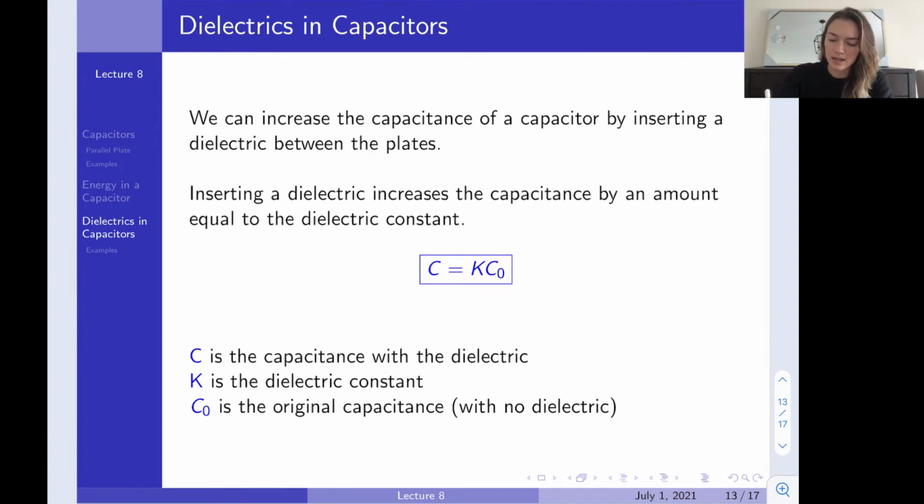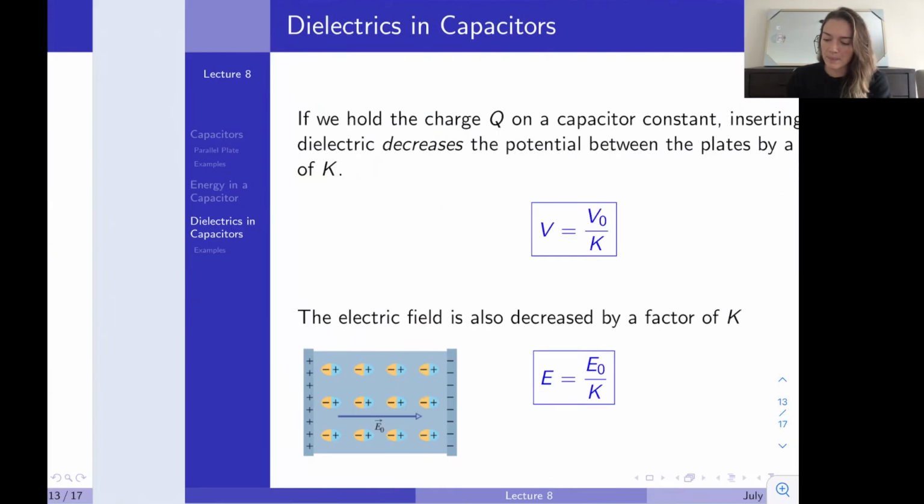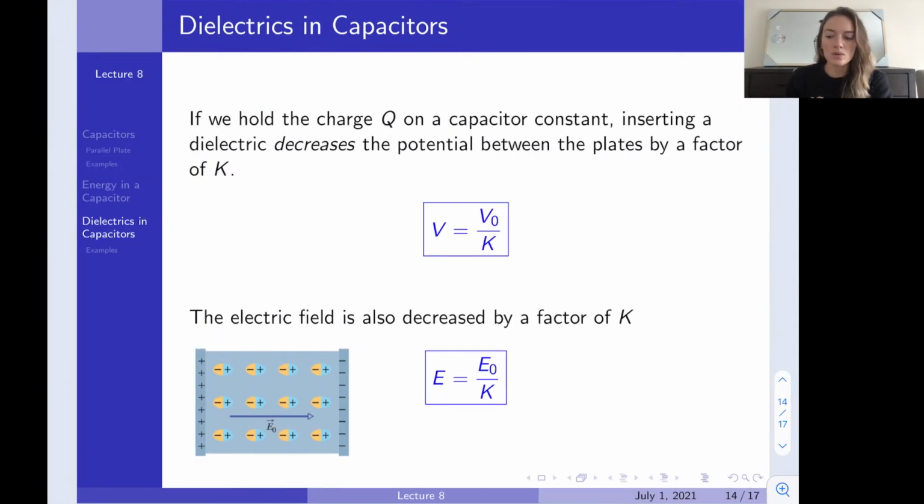We insert a dielectric between our plates that fills up the whole separation between our plates, and it will increase the capacitance by a factor equal to the dielectric constant. So we'll just multiply our original capacitance by the dielectric constant. The way that it increases the capacitance is that it decreases the potential between your plates, and it also decreases your electric field between your plates.